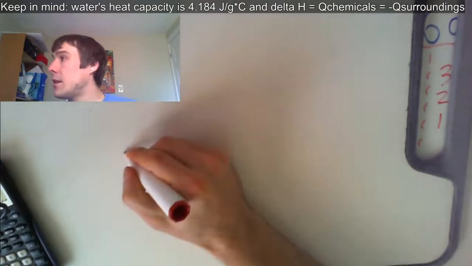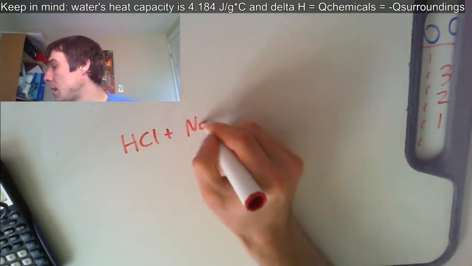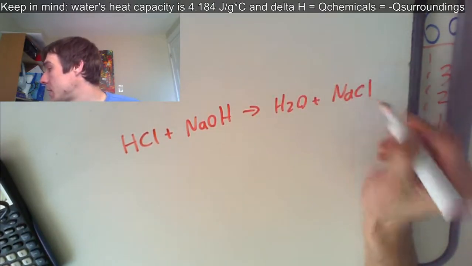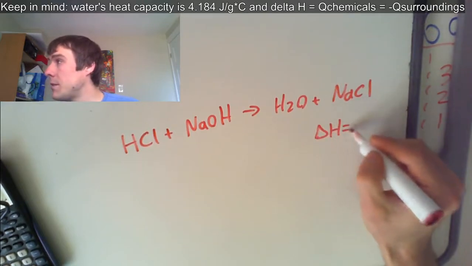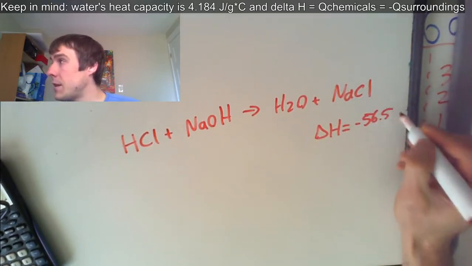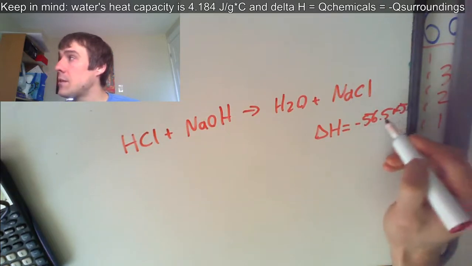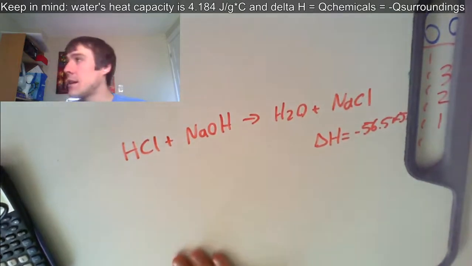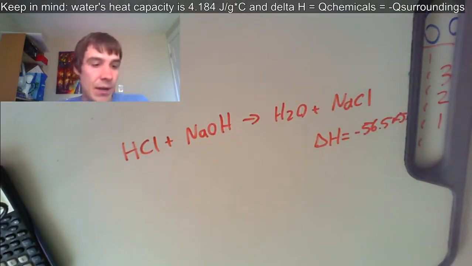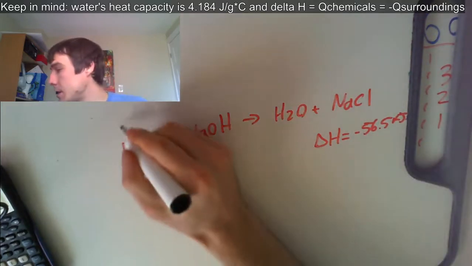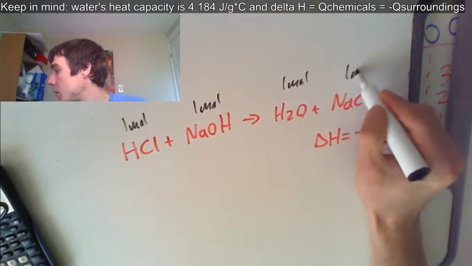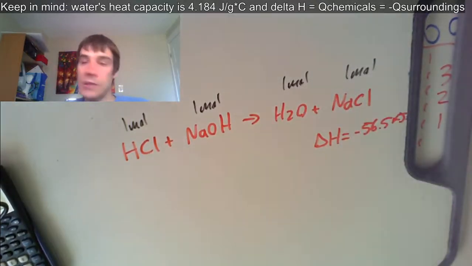Here's our reaction. HCl plus NaOH becomes H2O plus NaCl. And the delta H value of this reaction is minus 56.5 kilojoules as written for 1 mole of each of these, right? So the kind of hidden thing here is when we write minus 56.5 kilojoules, this is 1 mole of this, 1 mole of this, 1 mole of this, and 1 mole of this, right? 1 mole of each of these. But do we have 1 mole of it?